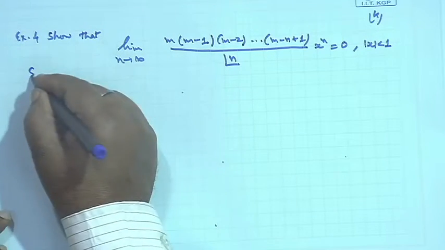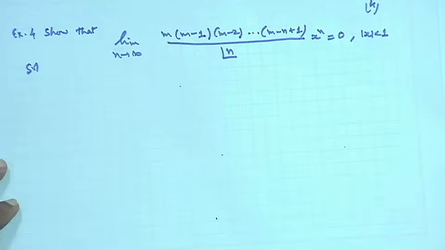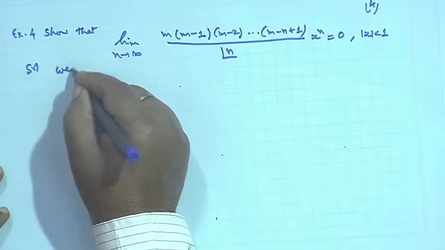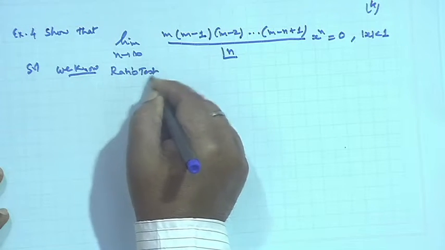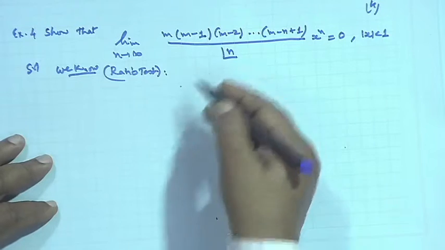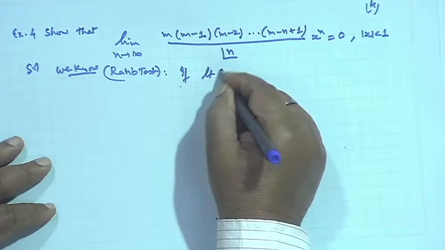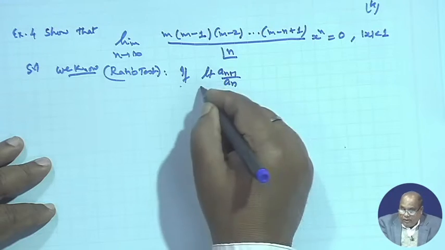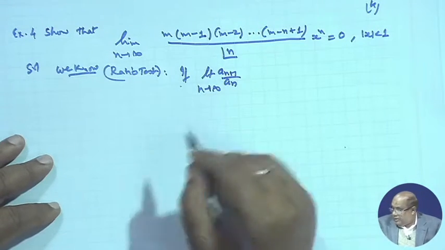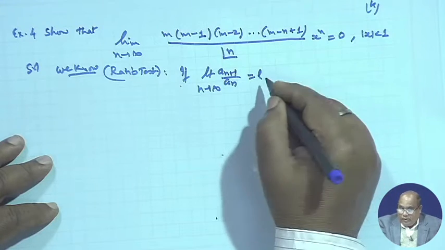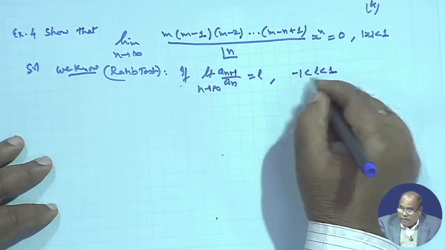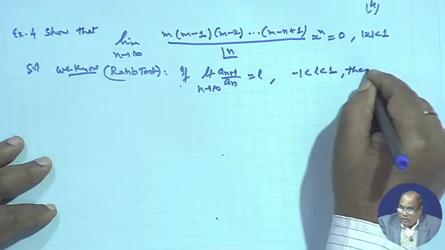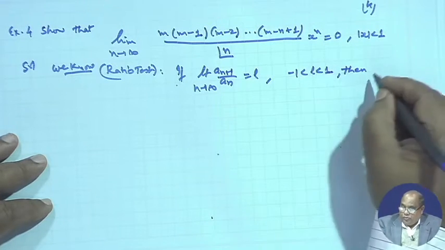So now here we will prove the result by using the ratio test. We know the ratio test in case of sequences. What does the ratio test say? If the limit of a(n+1) by a(n) as n tends to infinity is, suppose, L, and L lies between minus 1 and plus 1, then the limit of a(n) will be 0.